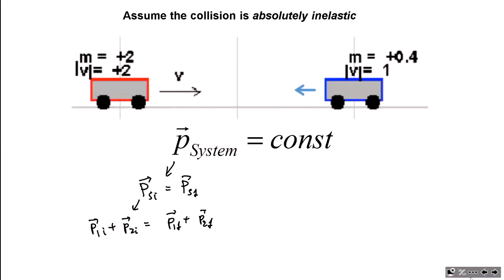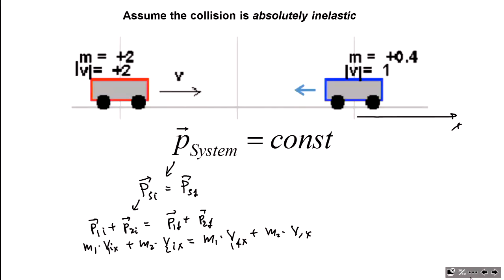So I will start writing expressions for each linear momentum. Mass of the first cart times, well, I choose my positive x direction to the right, and I write components. So the x component of the initial velocity of the first cart, plus mass of the second cart times the x component of initial velocity of the second cart, equals mass number 1 times the x component of final velocity of the first cart plus mass number 2 times the x component of the final velocity of the second cart.